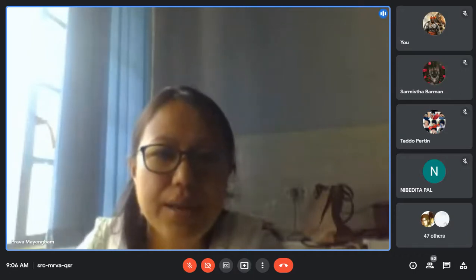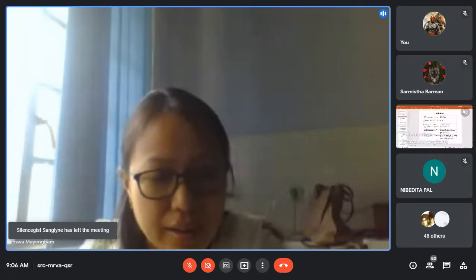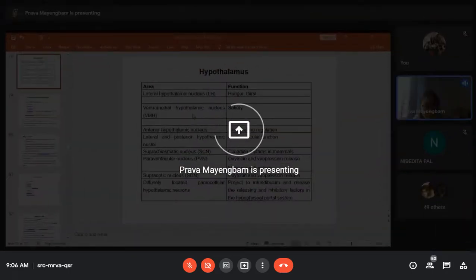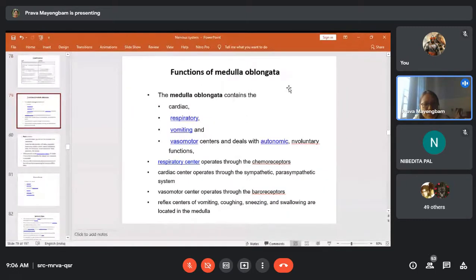So we discussed the hypothalamus, and in the hypothalamus, I told you about a group of neurons localized in some specific portions of the hypothalamus, and they are termed hypothalamic nuclei. Different hypothalamic nuclei are there, and I have listed some important ones. I told you to read about the roles of these hypothalamic nuclei, their names and their short forms. Then next comes the functions of the medulla oblongata.